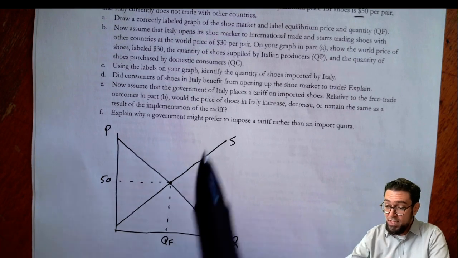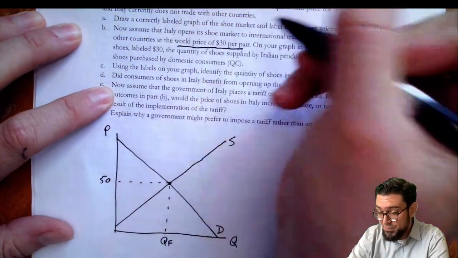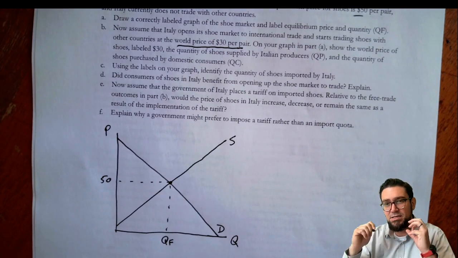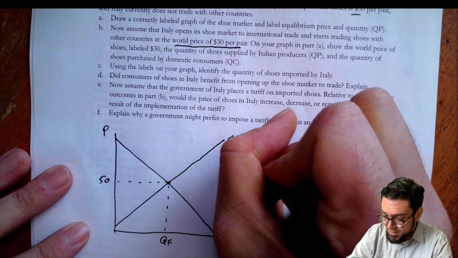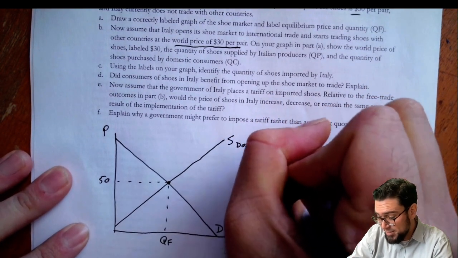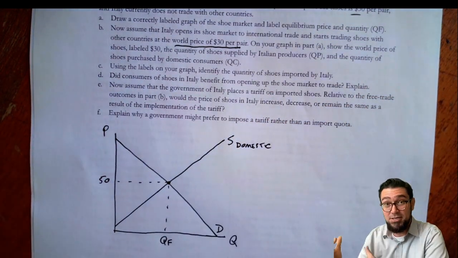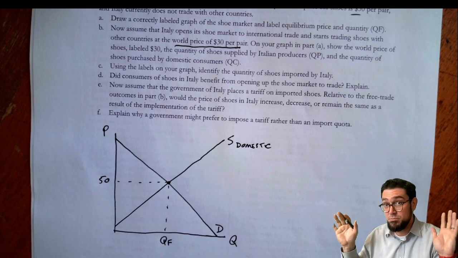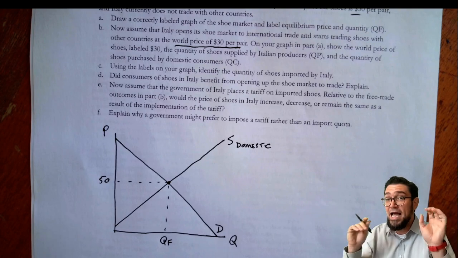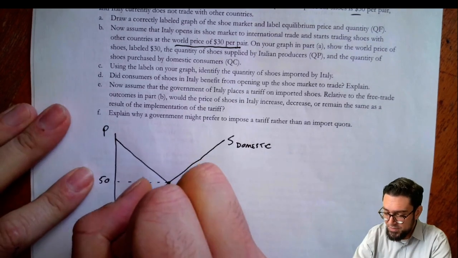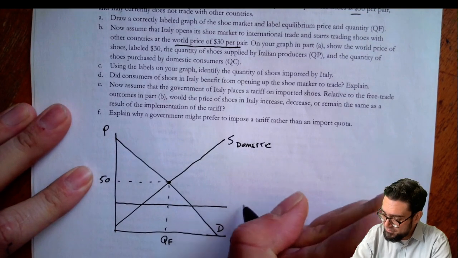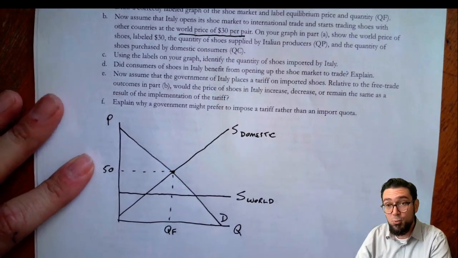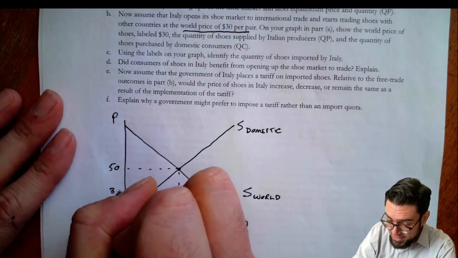Now assume that Italy opens up its shoe market to the world and they start trading, and that's really cool. And then it gives us a world price of $30. Now, a world price, if you see a question that looks like that, it just means that there's a domestic supply curve, and then there's a second supply curve that exists as an unlimited amount of shoes, an infinite amount of quantity at $30. So conceivably, this is a flat supply curve. That's the supply from the world, and that's the world price, and we're going to say that that's $30.